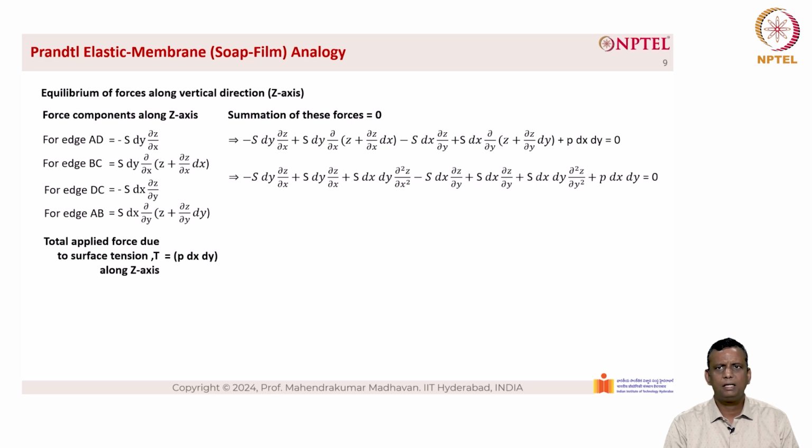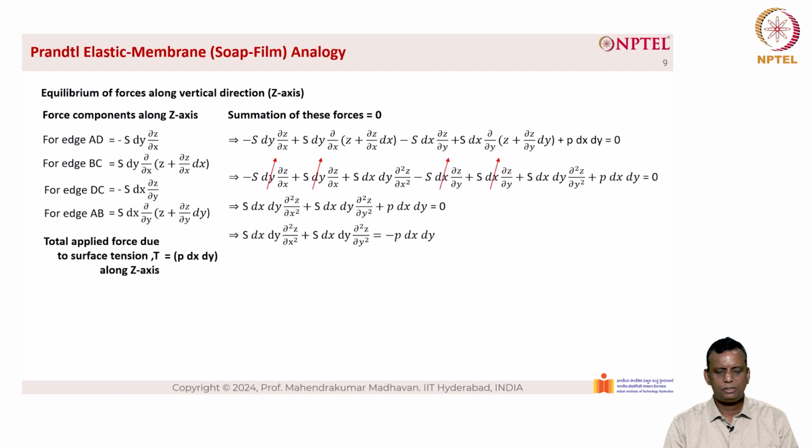So when we expand it, we will see that there are terms that can be easily cancelled. As you can see, the first two terms can be cancelled. Similarly, the fourth and the fifth term can also be cancelled. So now we have S into dx into dy into ∂²z/∂x² plus S into dx into dy into ∂²z/∂y² plus P into dx dy equals 0. We can take S into dx into dy common. So we have S into dx into dy into ∂²z/∂x² plus ∂²z/∂y² is equal to minus P into dx dy. Again, we can cancel dx and dy.